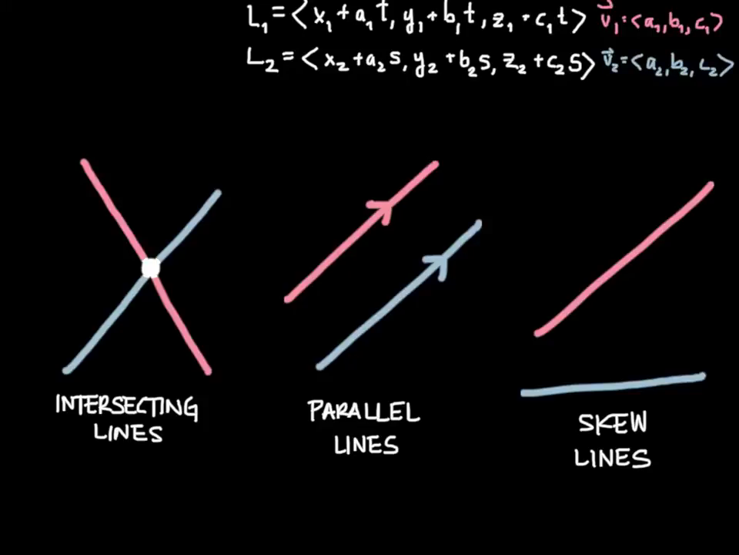Once we've done that, we take a look at them. If v1 and v2 are scalar multiples of each other, then we know that the lines point in the same direction, and we're dealing with parallel lines. Or v1 can be written as some scalar multiple k of v2.